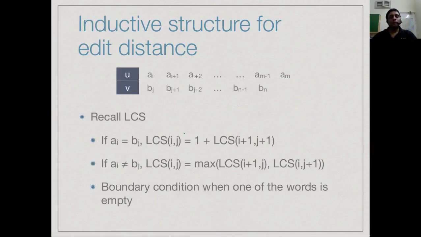So going back to longest common subsequence, right? It said that if two letters match at the beginning of a word, then it's useful to assume that the common subsequence includes that. So I have this one which says that AI is equal to BJ, so I include this in my subsequence and then I solve the rest of the problem. Otherwise, I take the max of the two subproblems that I get by dropping AI or BJ.